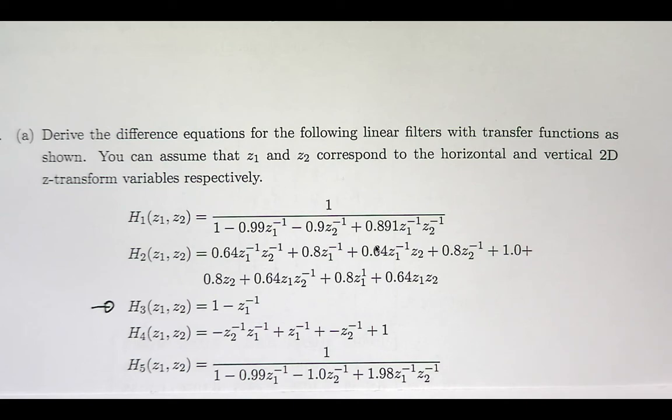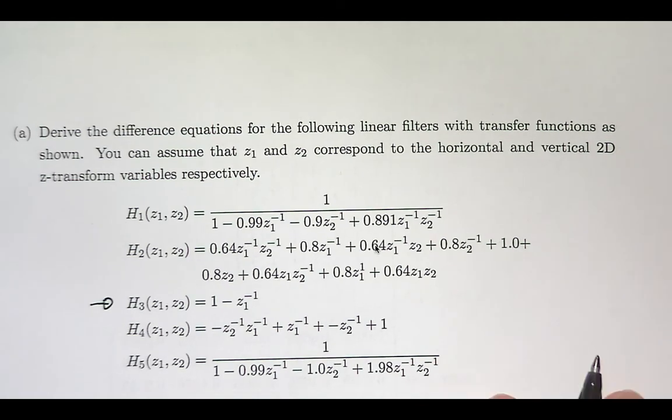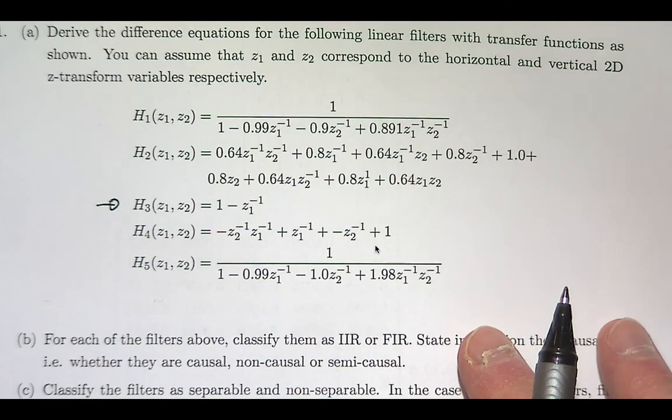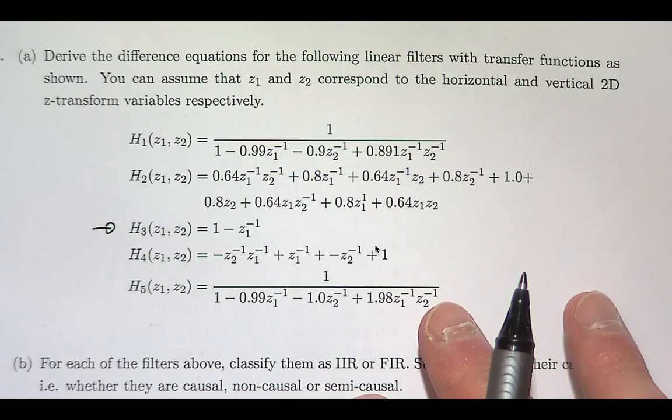H2, is it FIR or IIR? Well, FIR. Yeah, okay, so it's not IIR, there's no denominator. H3 is FIR, H4 is FIR, and H5 is IIR, okay? So that's quite straightforward here. That was actually question B, where I was asking whether they are FIR.